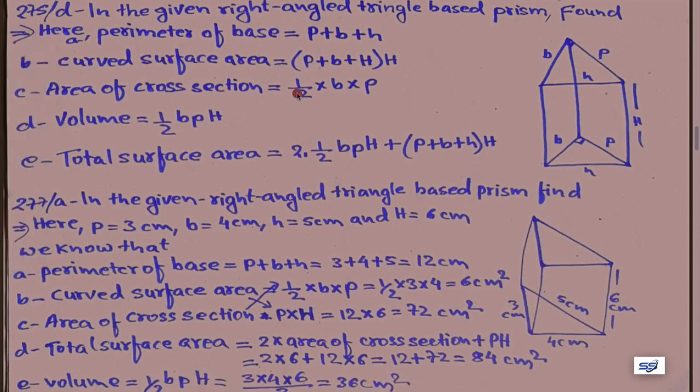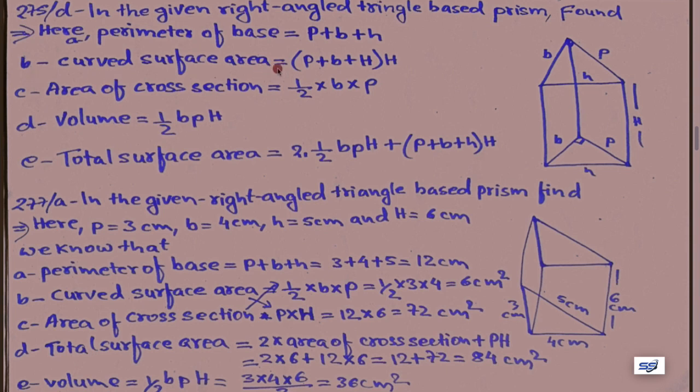Here question number 275D. In the given right angle triangle based prism, find. Now this is our figure. In the figure here, the base is a right angle triangle. So here, perimeter of base is equal to P plus B plus S. Here, P plus B plus S.